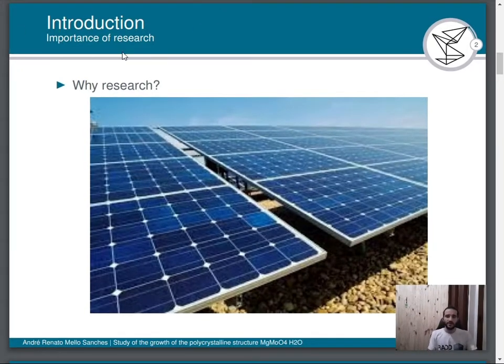Introduction, importance of research. Why research? We researchers look for ways to make life useful and powerful by developing materials with possible innovations. In this research, we seek to carry out a study of the physical-chemical properties of the material magnesium molybdate, for future photovoltaic application. We can see the solar panel in the background. This is an example of application.